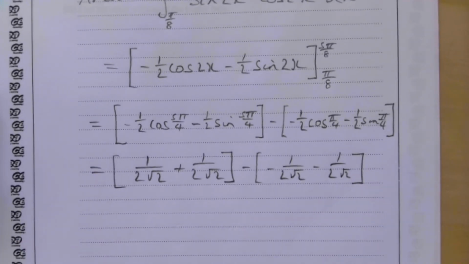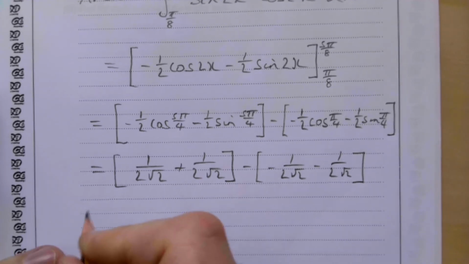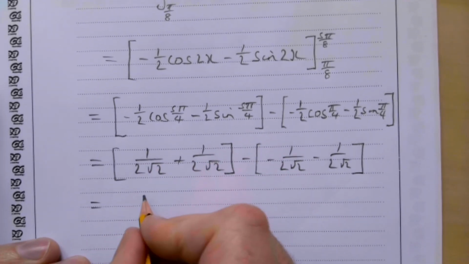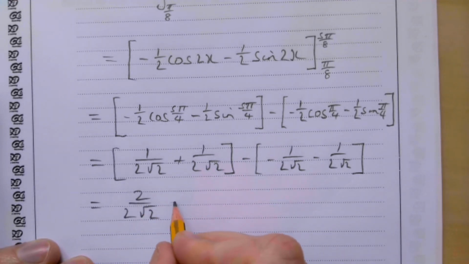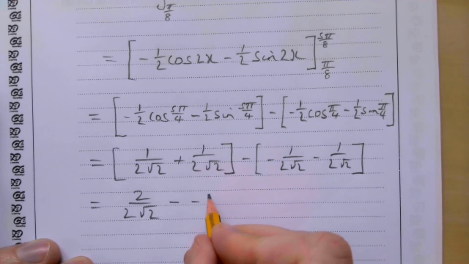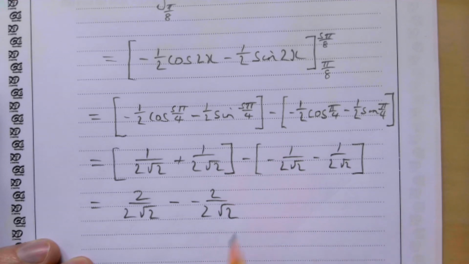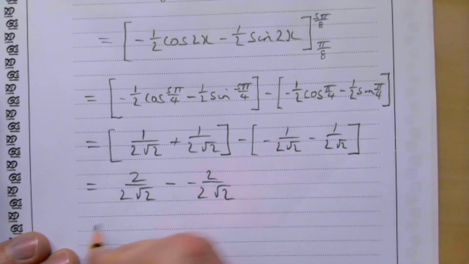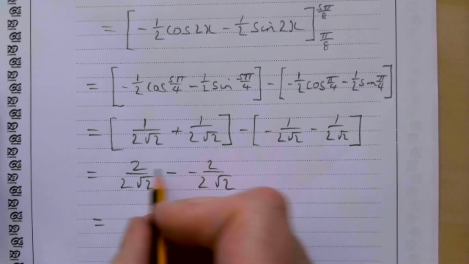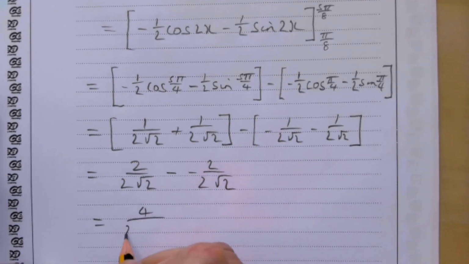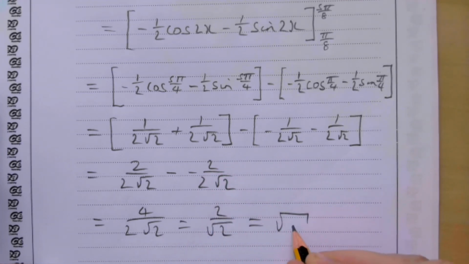Now, this plus this, 2 over 2 root 2, minus 2 over 2 root 2. I mean, there may be quicker ways to cancel this down, but that's plus plus, so you get 4 over 2 root 2. That's the same as 2 over root 2. Rationalising the denominator, then you just end up with root 2.